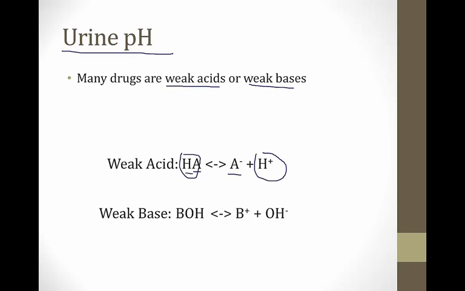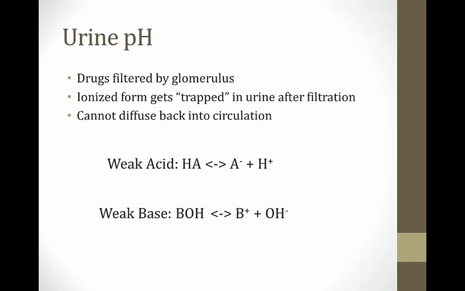Weak bases are something like a base B connected to an OH molecule, and that can fall apart and become a positively charged base plus an OH negative molecule, like I've shown right here. Drugs, like many other things in the plasma, get filtered by the glomerulus and enter the nephron. Recall that the glomerulus filters most things in the plasma, and then it reabsorbs the things that the body wants to hold on to. The high yield point for you to know is that the ionized forms of drugs, that's the form that is positively or negatively charged, gets trapped in the urine after filtration, and it can't diffuse back into the circulation.